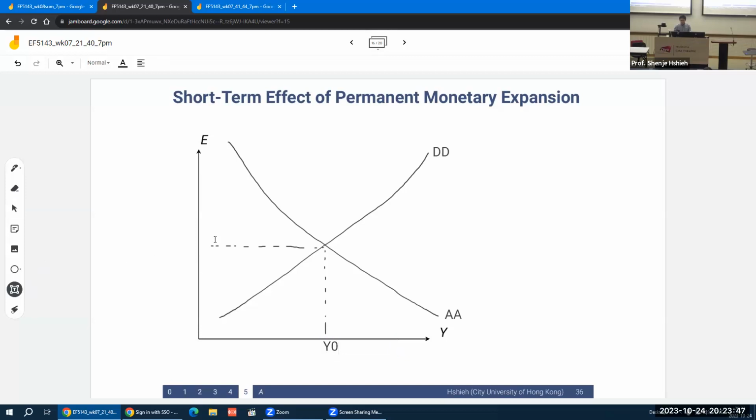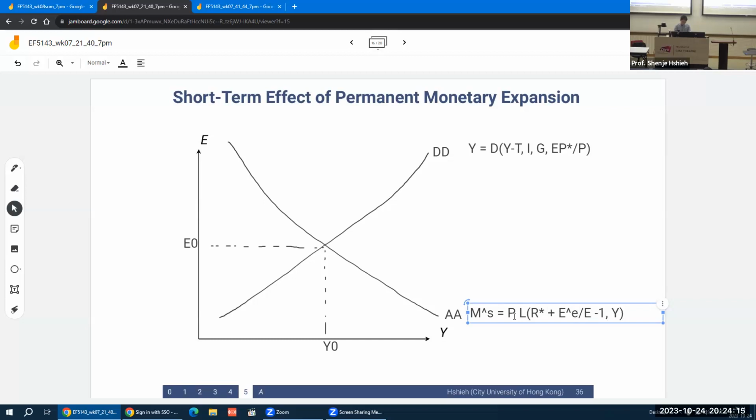Why not? And E naught. And let's also write out the equilibrium equations. Y minus T, EP star over P, and the money market equilibrium or financial markets: MS equals P times L of R star plus E hat E over E, and Y. So this is just the short-term effects. Short-term means fixed, sticky prices.